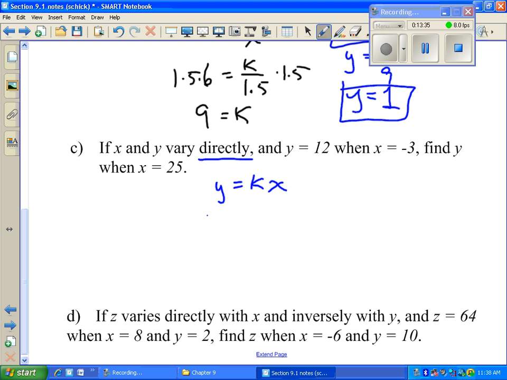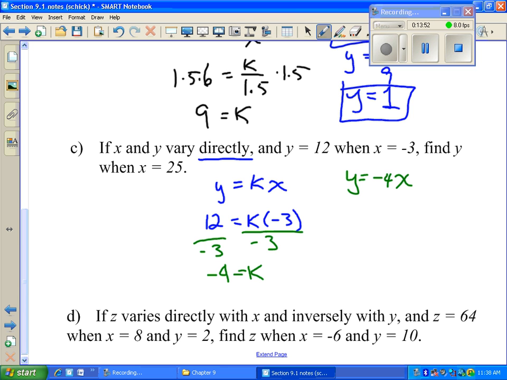Well, y is 12 when x is negative 3. Find k. Step 2, divide by negative 3. So k is equal to negative 4. So my function is y is equal to negative 4 times x. There's my direct variation function.